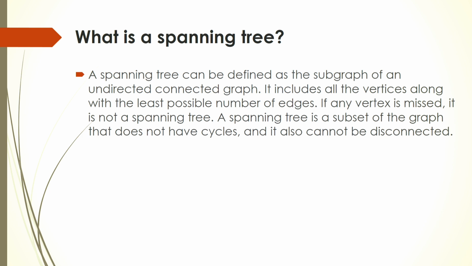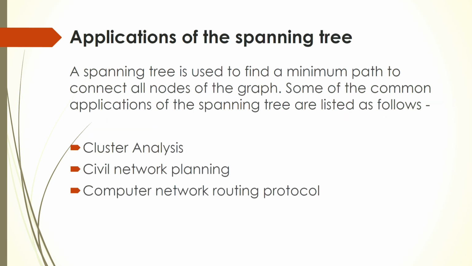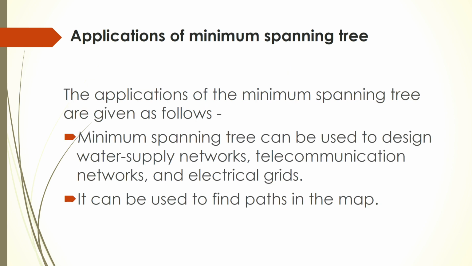So all the possible spanning trees created from the given graph G would have the same number of vertices, but the number of edges in the spanning tree would be equal to the number of vertices in the given graph minus one. Coming to the applications, a spanning tree is used to find the minimum path to connect all nodes of the graph. Some common examples of the spanning tree are cluster analysis, civil network planning, and computer network routing protocols.